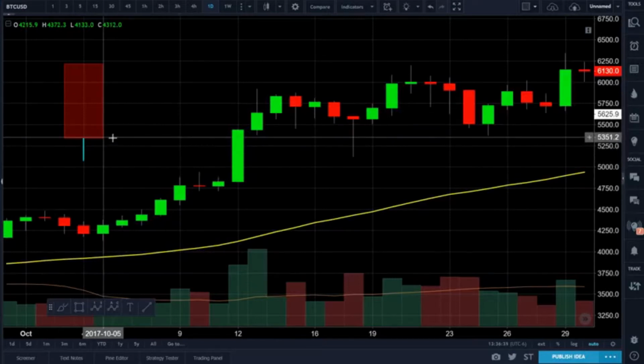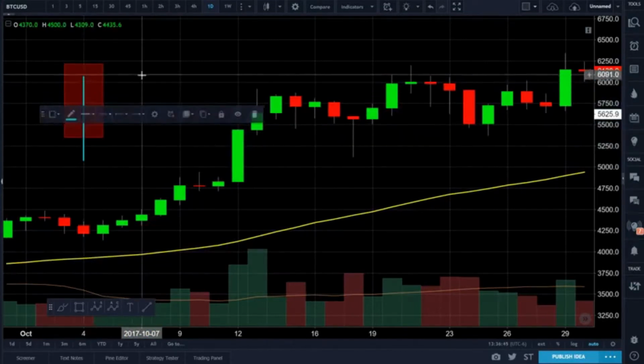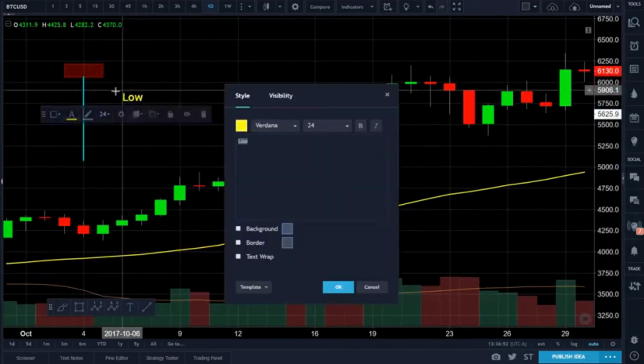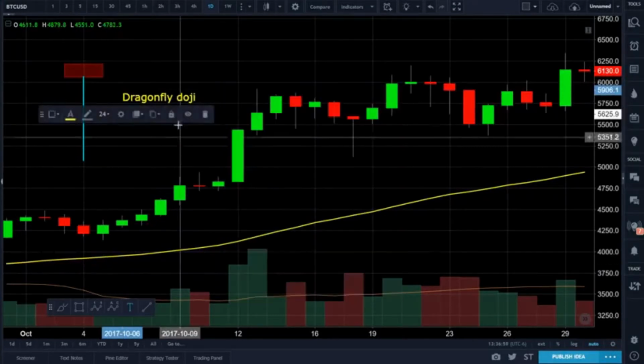So the body of the candle itself would look much, much larger. But because the bears couldn't keep it down this low, the bulls actually pushed it up much, much higher, looking like that. And this is what we call a dragonfly doji.